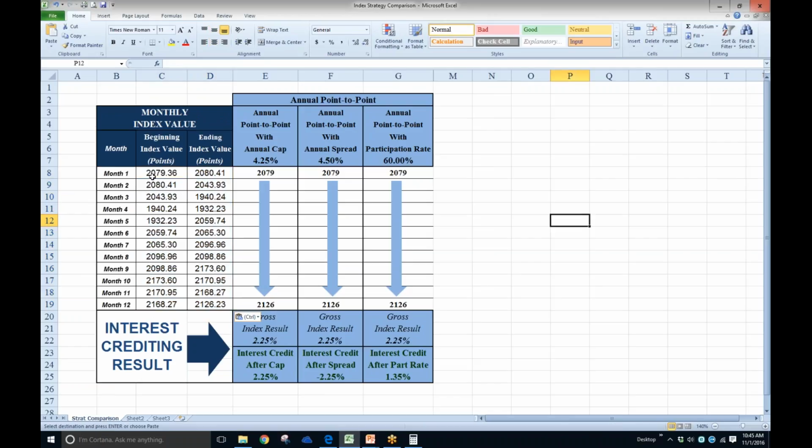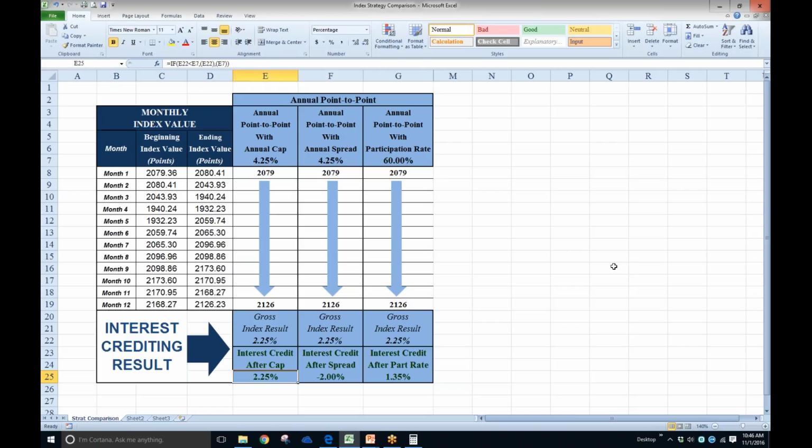Now, the first thing we notice here is that we always have a point something. That's how these things are actually done. The index doesn't end on or begin on 2079. It's always got a couple of decimals after it. Now, in this scenario, let's take the same 4.25% cap we were using. In this scenario, which is the last 12 months to the end of September, I believe it was, we started out at 2079, ended up at 2126. The index only did 2.25%. So if I have a 4.25% cap, my client gets everything up to the cap, right? So they would have gotten 2.25%.